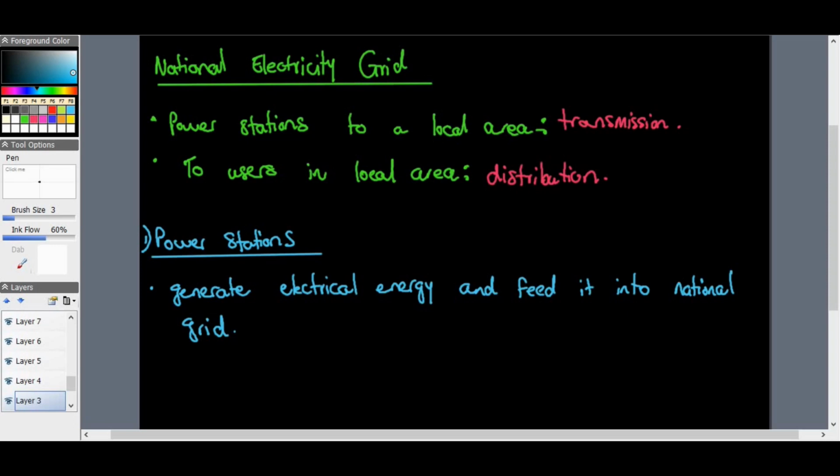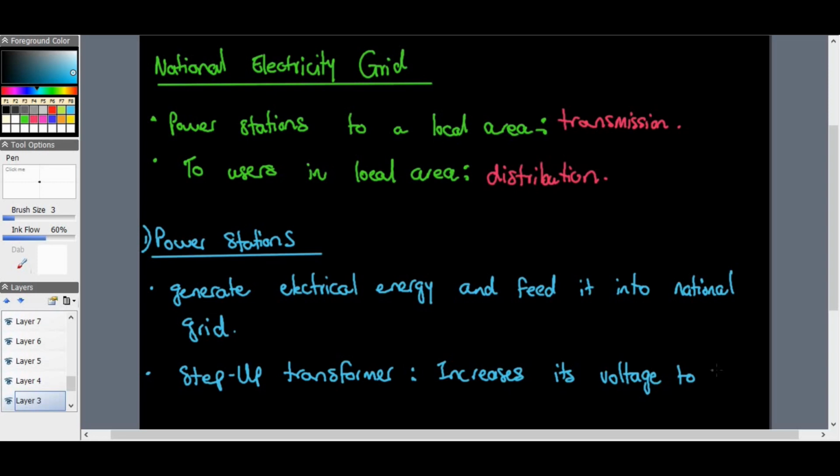Okay, now when the electricity is made in the power station, we move on to a step-up transformer. Now what a step-up transformer does, let's just write it down here. Step-up transformer. What it does is that a step-up transformer increases its voltage to about, that's a big number, 275,000 volts.